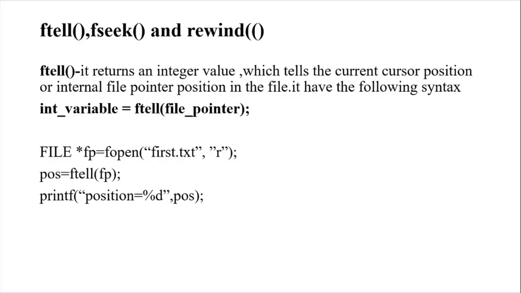The ftell function returns an integer value which tells the current cursor position, or the internal file pointer position, in the file. It has the following syntax. What is ftell? It returns an integer value, and that value will be the current position of the file pointer.